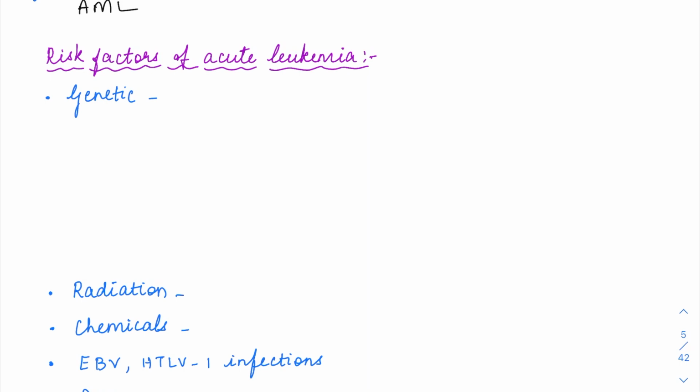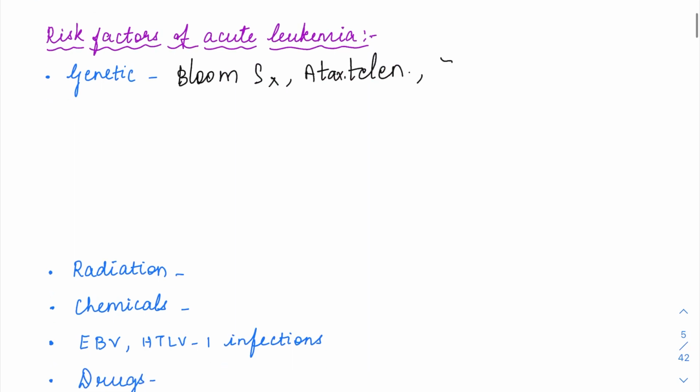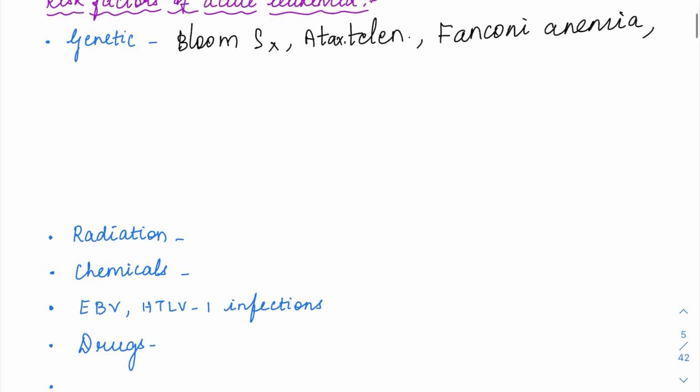In genetic causes, you are going to have various syndromes which are associated with acute leukemia. When reading about neoplasia also, we were studying about Bloom syndrome, ataxia telangiectasia, and Fanconi's anemia. All of these were DNA repair defects associated with homologous recombination, right? There I mentioned they have an increased risk for developing acute leukemia. So these three things are risk factors.